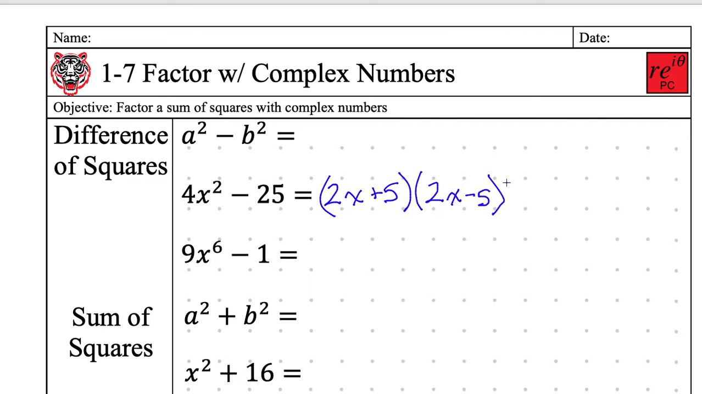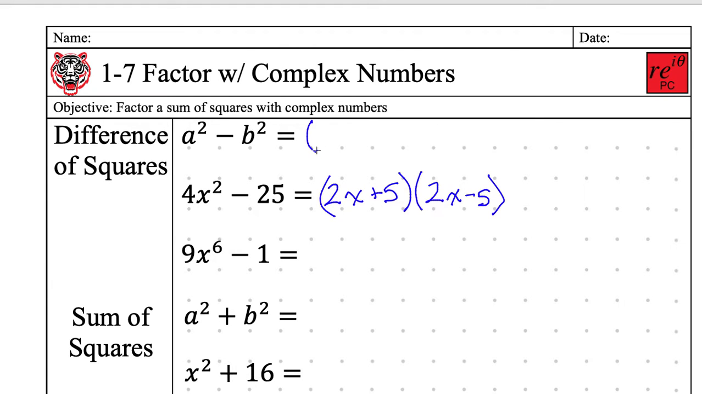What are these things called? What's it start with? You want to give us a hint? We talked about the complex C word. Conjugate. So it's a conjugate pair. Thank you. Yeah, it's a conjugate pair. The answer for a difference of squares is always a conjugate pair.